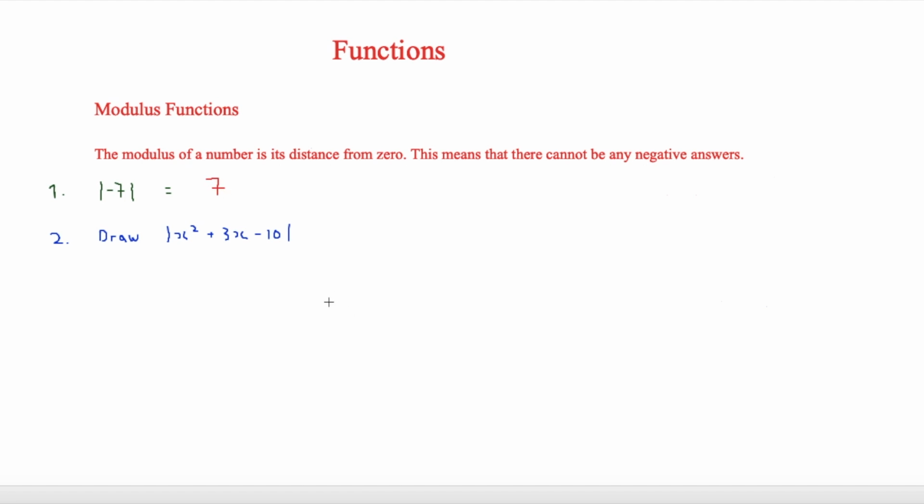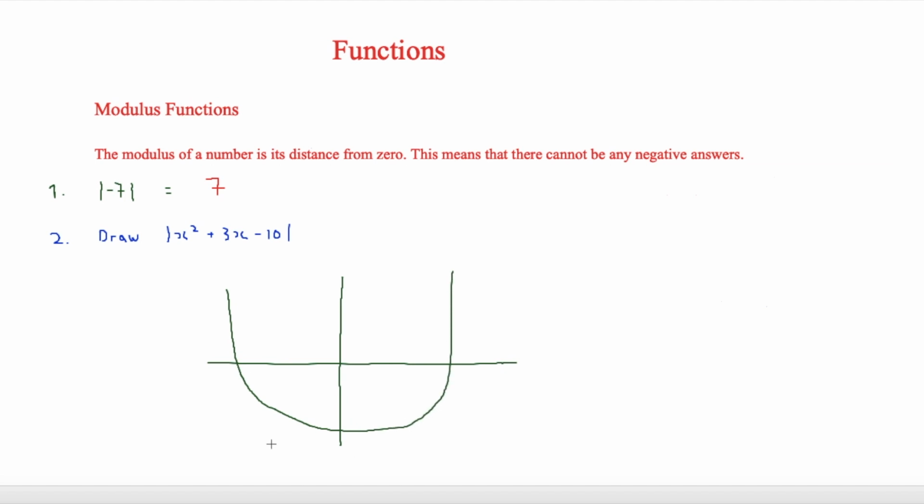But then slightly harder is when you have to draw a modulus function. And this one says draw the modulus of x squared plus 3x minus 10. And in order to start this off, what we're going to do is just draw what it would be if there was no modulus in it at all. And if it wasn't, it would look something like this. Quadratic function. Here we are. The points it would cross would be, we'd have a minus 5 here. It would be a 2 here. And then minus 10 at the bottom.